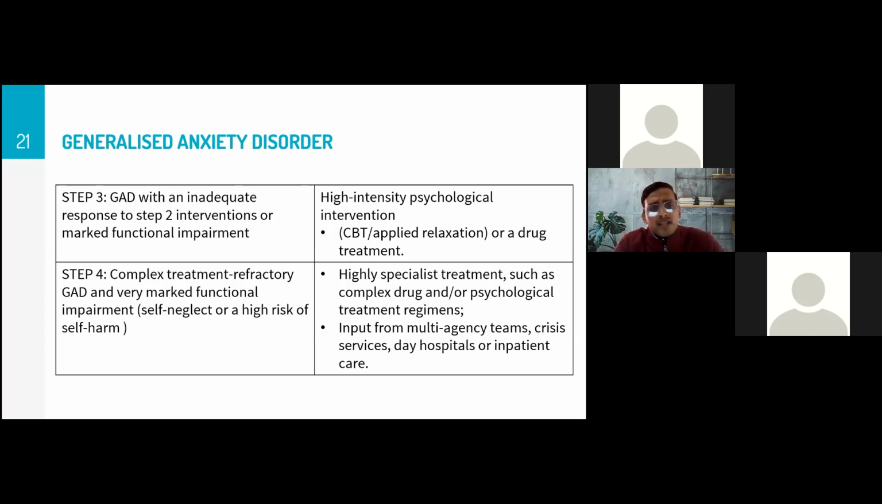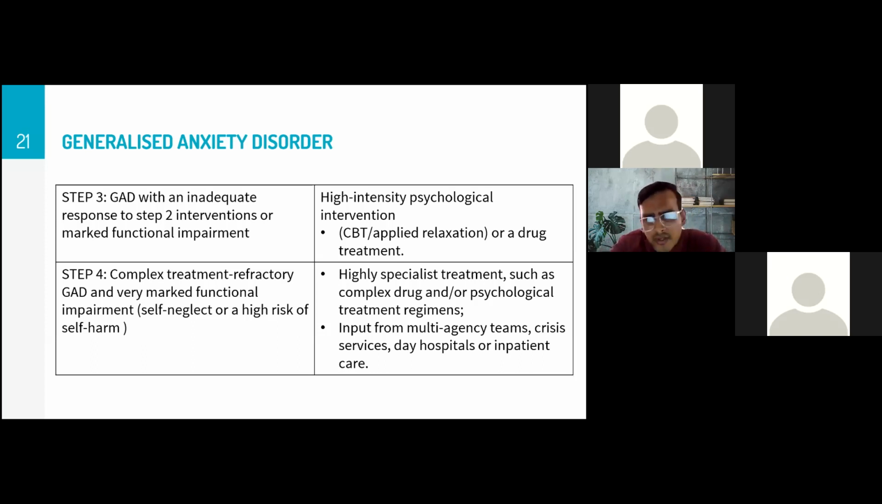Third step is for GAD with an inadequate response to step 2 interventions or marked functional impairment. They are given high intensity psychological interventions like cognitive behavior therapy, applied relaxation, or drug treatments. The first line of treatment is SSRIs. We usually start with sertraline as it is cost effective. Before starting SSRIs, a thorough history needs to be taken because of interactions with cocaine, so a drug abuse history needs to be taken. And before prescribing SSRIs to a patient who is less than 30 years, a treatment plan needs to be made because they need to be followed up regularly.